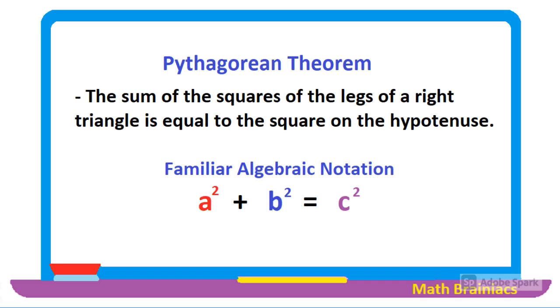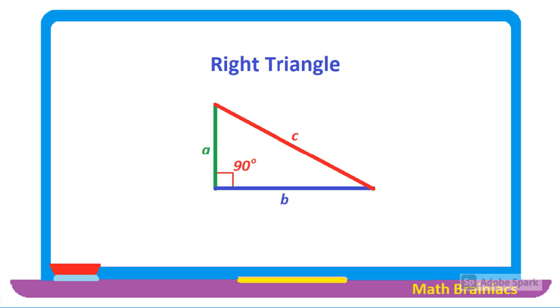This is the sum of the squares of the legs of the right triangle, which is equal to the square of the hypotenuse. The algebraic notation here is a squared plus b squared is equal to c squared. I want you to remember that a right triangle has an angle which is equal to 90 degrees. One angle of a right triangle is equal to 90 degrees.